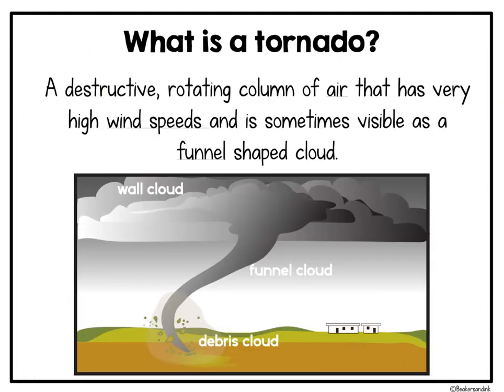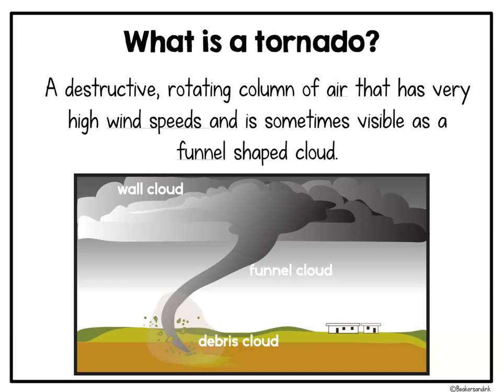Let's move on to tornadoes. So a tornado is a destructive rotating column of air that has very high-speed winds. Sometimes tornadoes are visible as the funnel-shaped cloud that we see a lot of times on TV. So when a tornado forms over a lake or an ocean, they actually call it a waterspout.